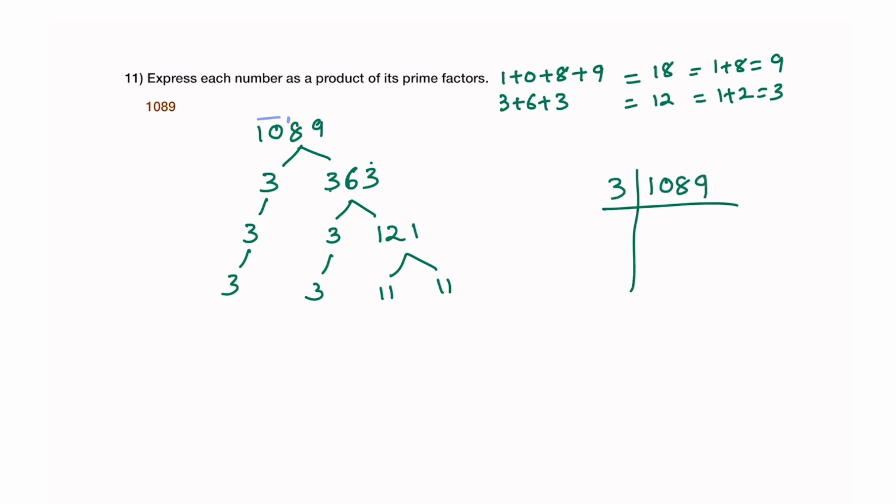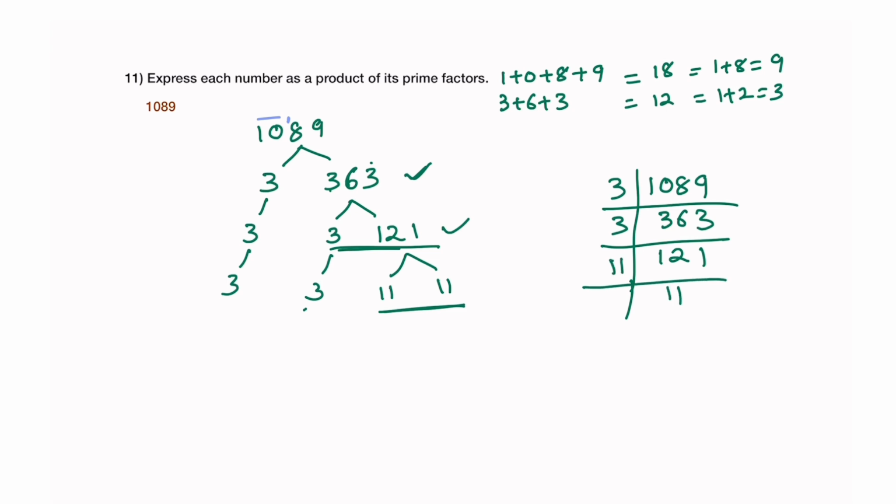So I do 3, right? This line first. 3 times 3, 6, 3. Now this line, but only this part, okay? So that's 3 times 121. Now this 3 is already done, so we take this part. So that's 11 times 11. So 1089 is 3 times 3 times 11 times 11. And it's done. Good? Let's go to the next one.